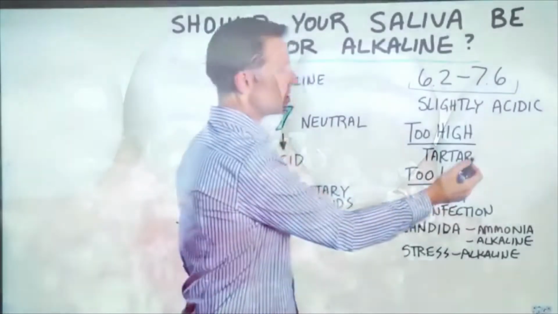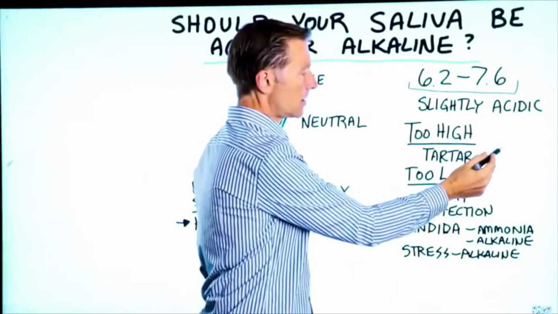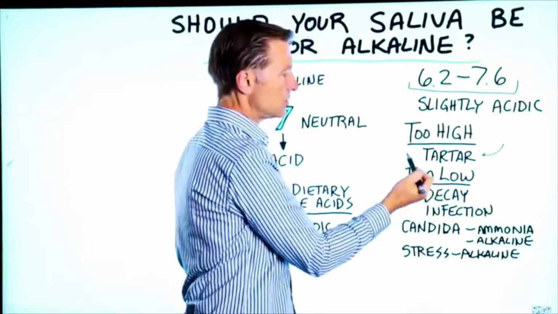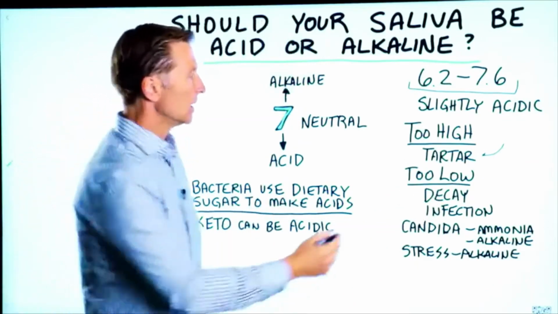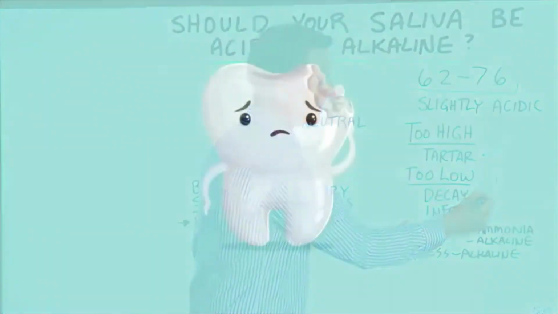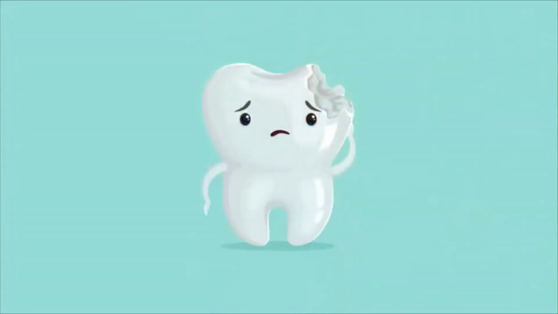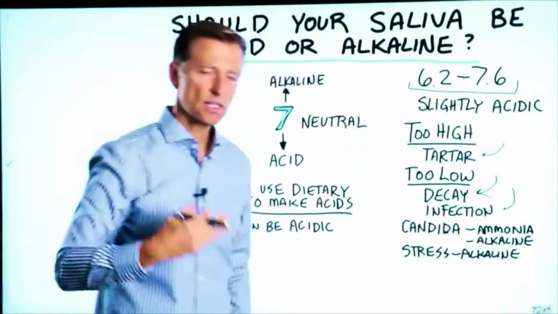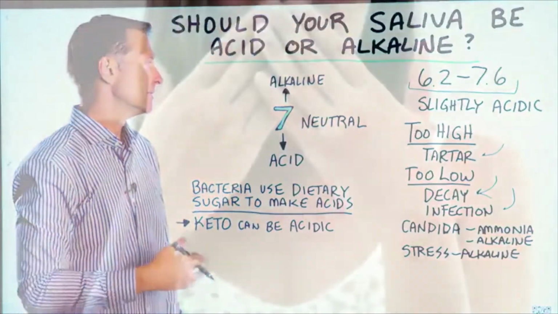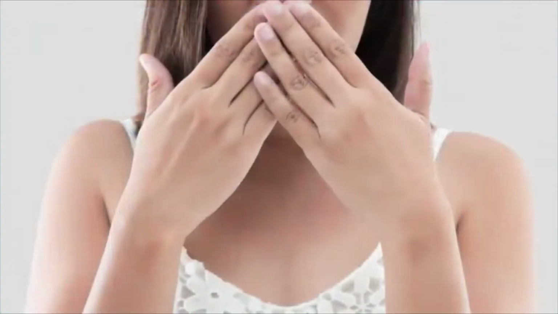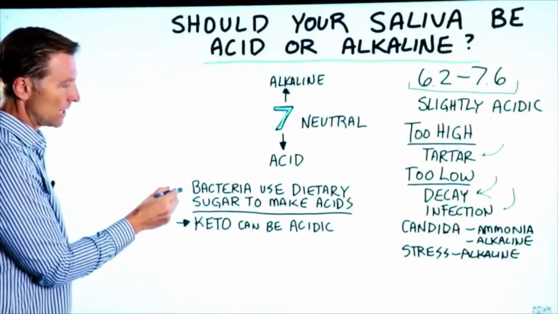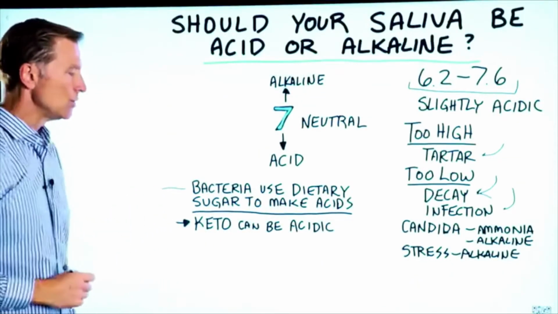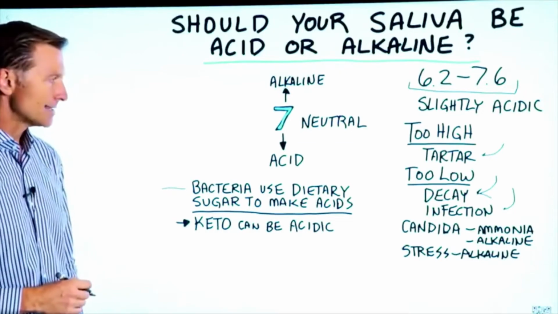Now, if your saliva goes too high, potentially you could start developing tartar. If it's too low and you become too acidic, you could start developing dental cavities, as well as infections in the gum and bad breath. And there's a whole bunch of other problems that you could develop. You have to realize that in your mouth, you have a lot of bacteria that use dietary sugar to make acids.